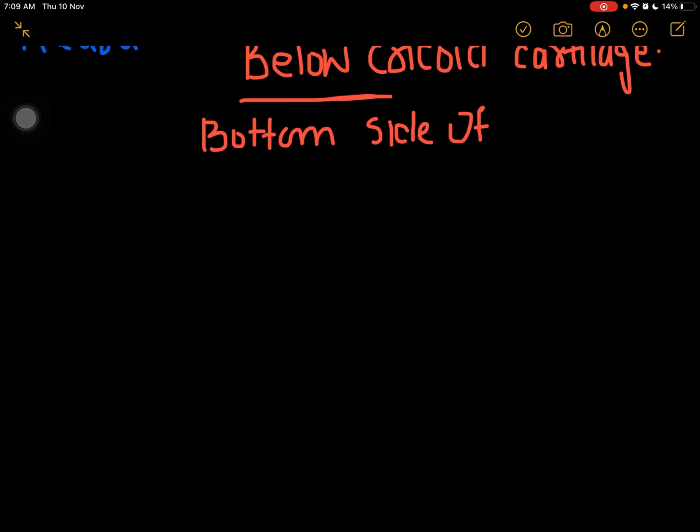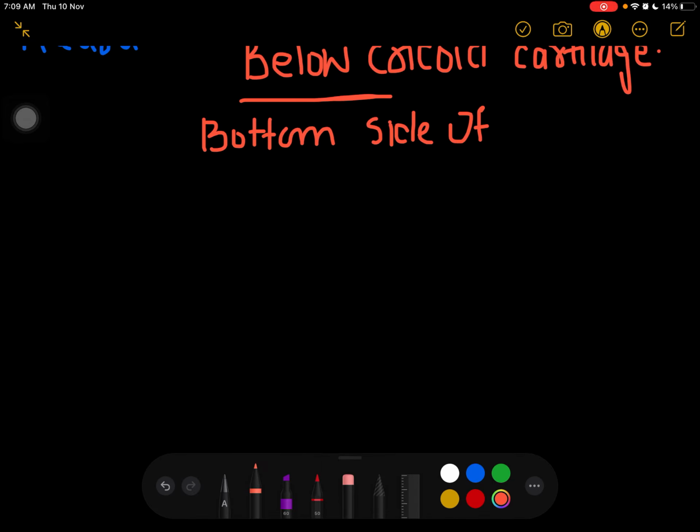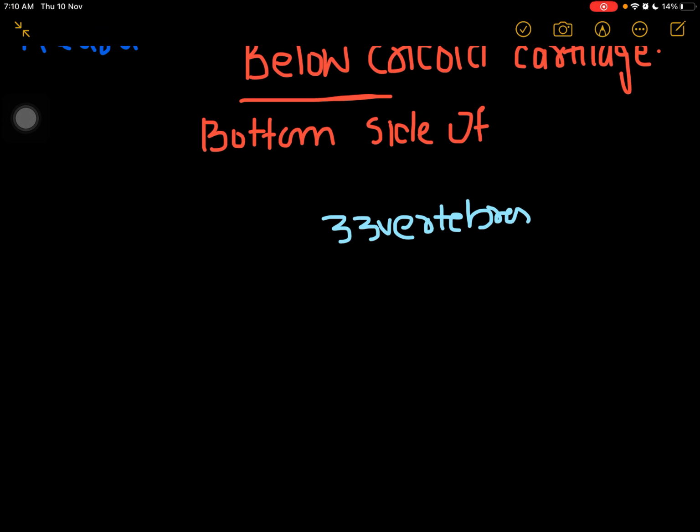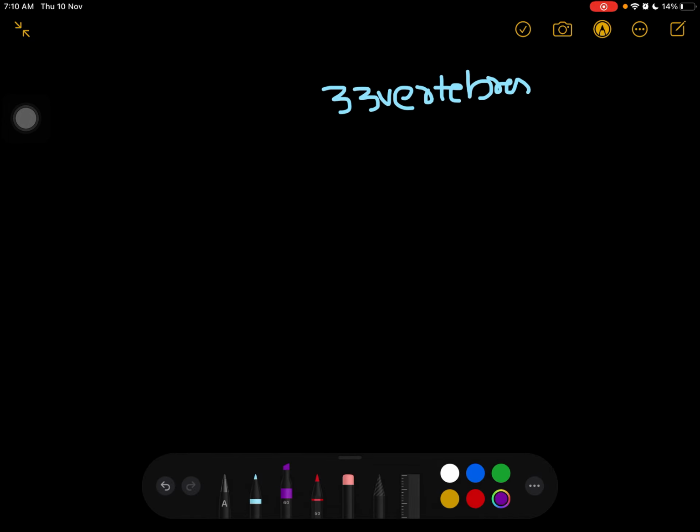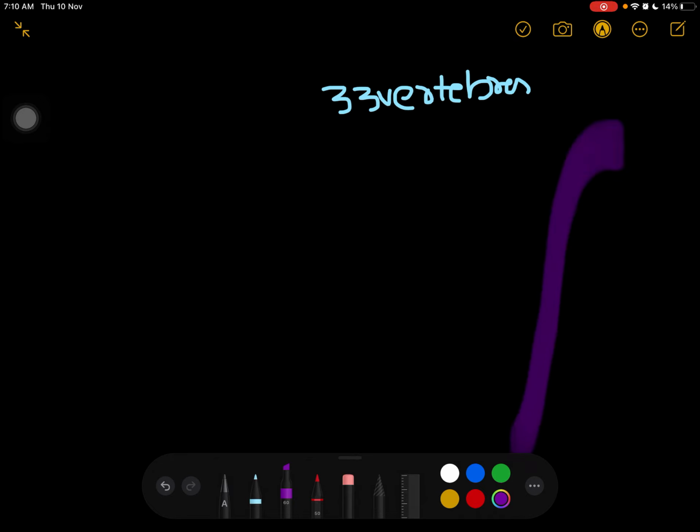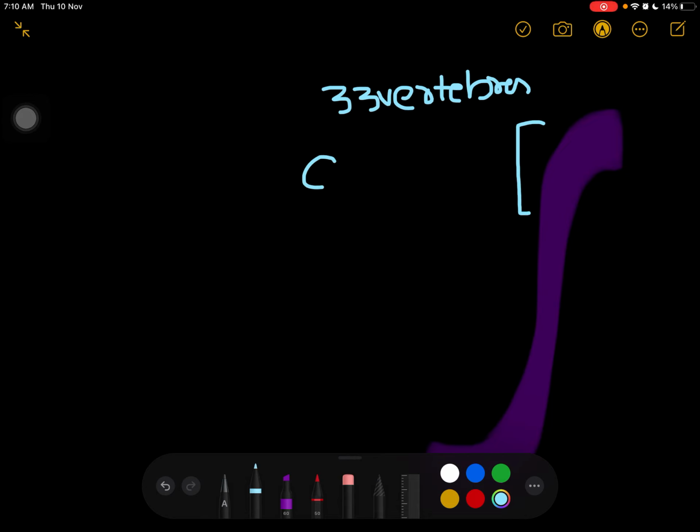Now if we talk about it anatomically, we know that we have 33 vertebrae. Let's look at them. This is your vertebral column. Over here you can see, first we have the cervical region, where we have 7 vertebrae.